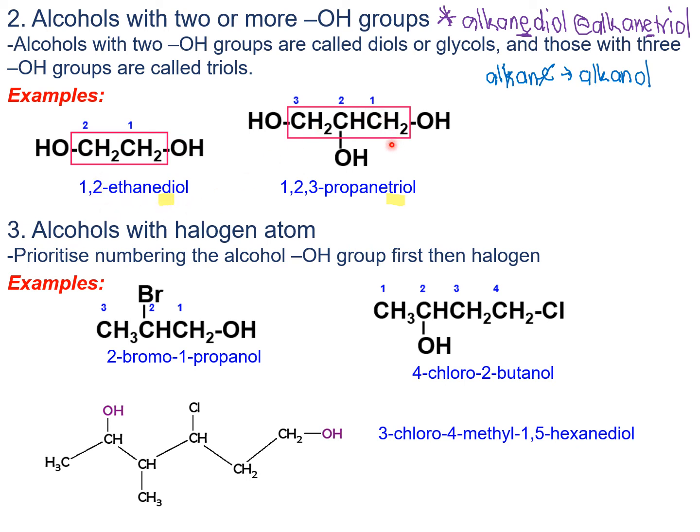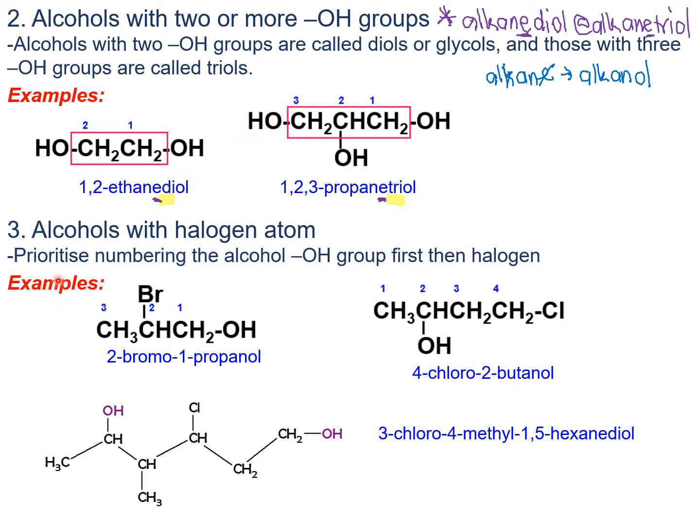For this one, it has 3 OH groups, so the name is triol. Since it has 3 carbons, it's prop-what? Propane. You don't remove the E, okay? Here you can see the E stays. And then state the positions of the OH: positions 1, 2 and also 3.